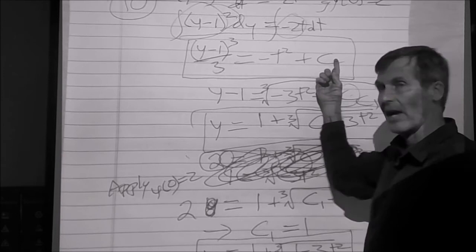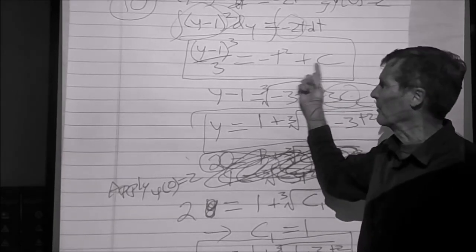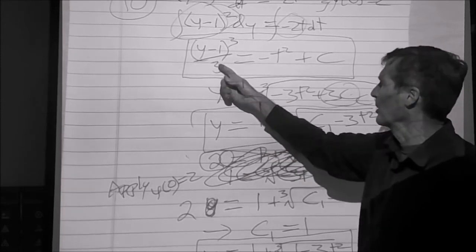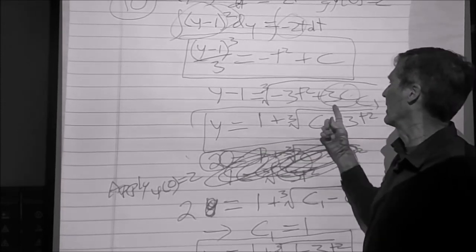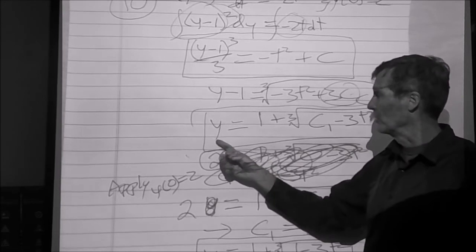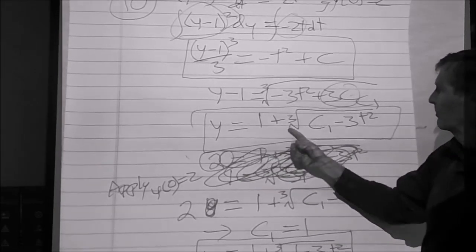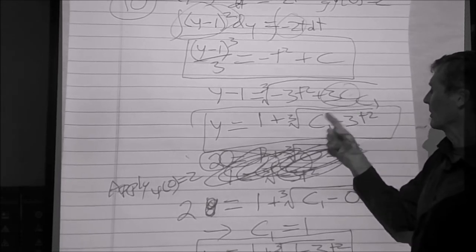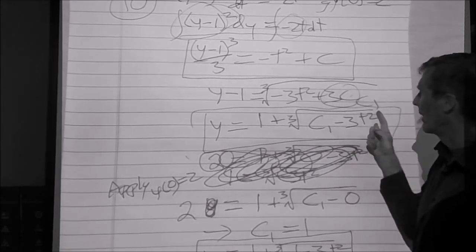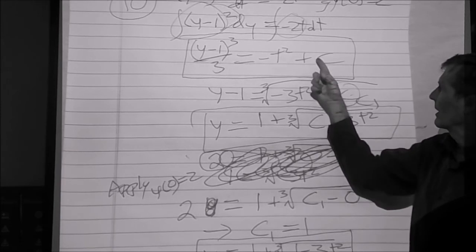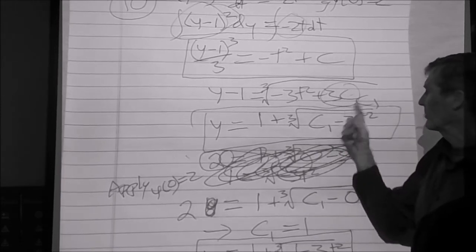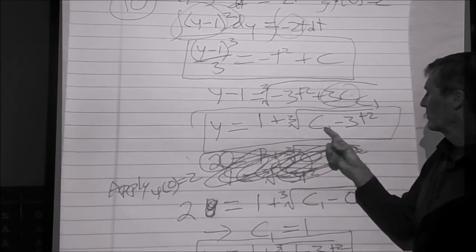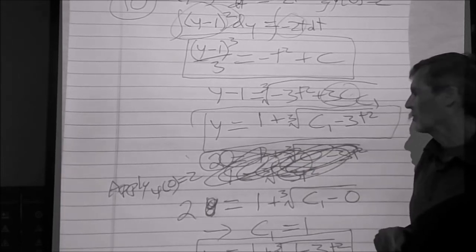And this actually can be solved for y as a function of t, right? I multiply by 3, I take the cube root, and I get this. And then I add 1, and the solutions are y equals 1 plus the cube root of, if I call this 3 times the original constant, an arbitrary constant c1. It's still an arbitrary constant. I get y is 1 plus the cube root of c minus 3t squared.